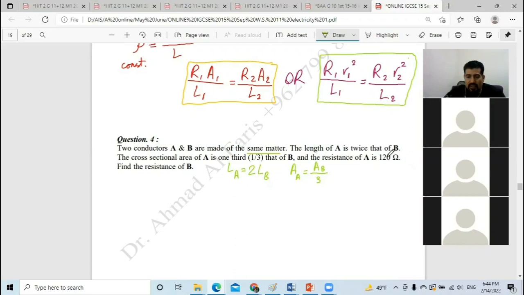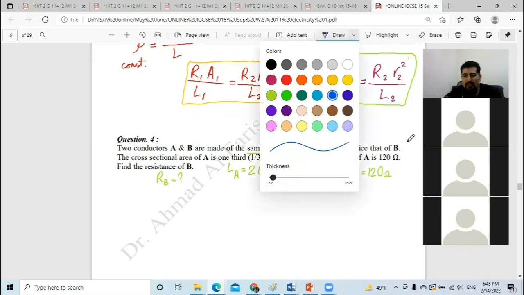And the resistance of A is how much? 120 ohm. The resistance of wire A equals 120 ohm. Find the resistance of wire B. They ask about the resistance of wire B. Now, which equation will I use? The first one or the second one? Yes, Laith. Why will I use the first one? Because it has area, not radius or diameter.